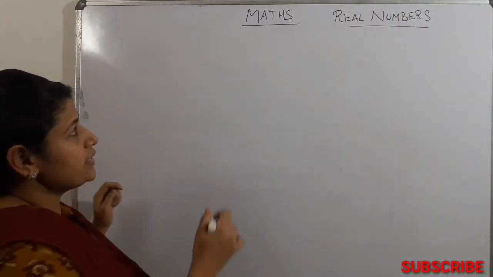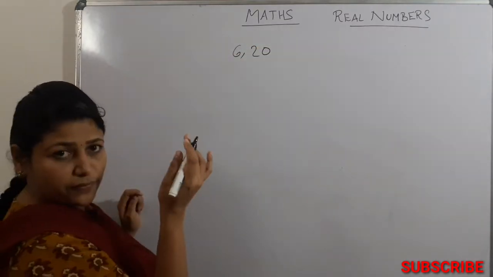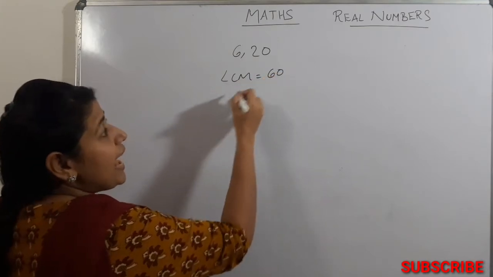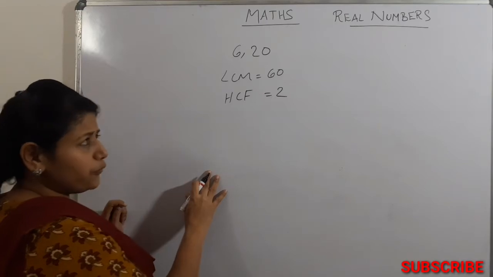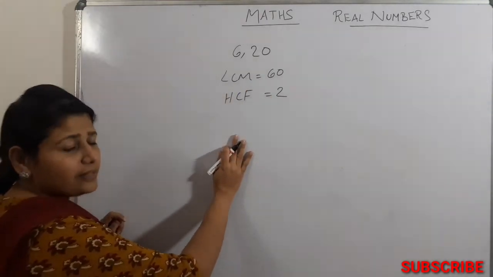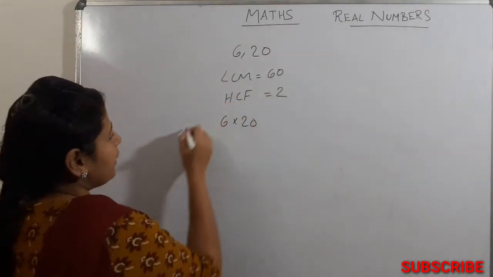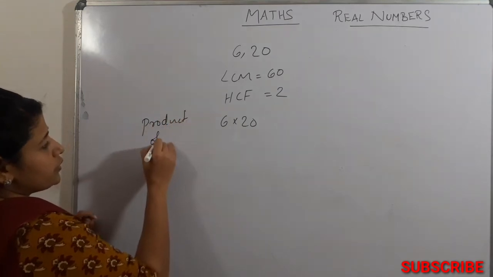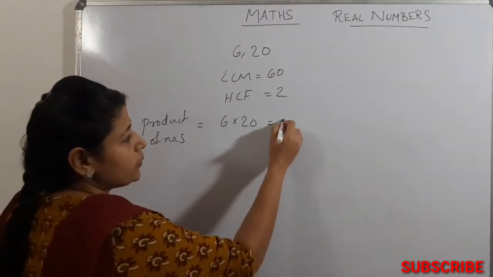The last question we have discussed about 6 and 20. Find out the LCM and HCF of 6 and 20. We got just like this, LCM as 60 and HCF as 2. Do you find a relation between the numbers and LCM and HCF? There is a relation. 6 into 20. This is the product of numbers. Product of numbers is 6 into 20, that is 120.